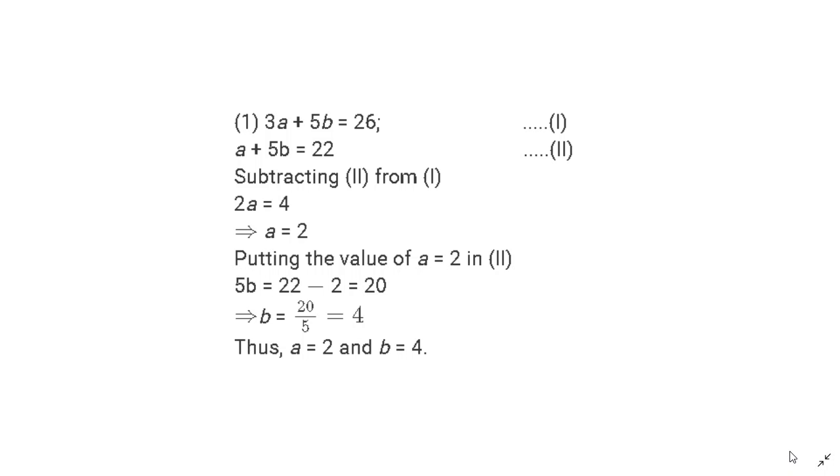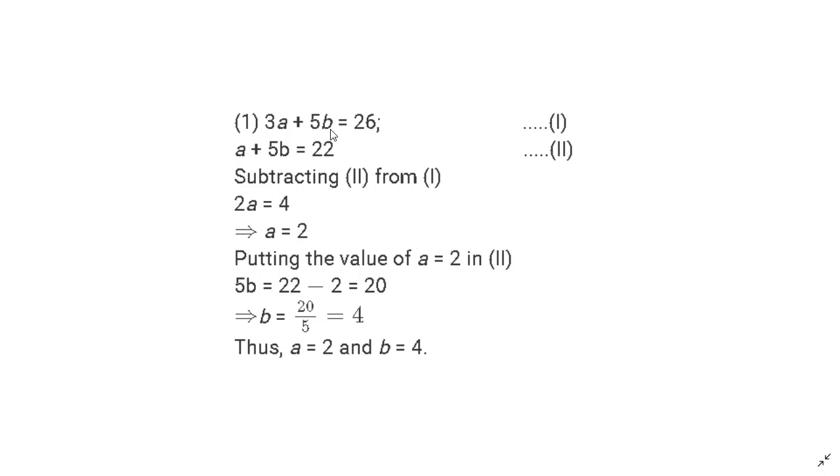So first example, 3a plus 5b is equal to 26 is our first equation. Then a plus 5b is equal to 22 is our second equation. Then we will subtract the second equation from the first. Why are we subtracting? Because we have to cancel out one of the variables, a or b. We subtract equation 2 from 1, so that 5b will be cancelled with the 5b. So after subtracting, 3a minus a is equal to 2a. 5b minus 5b is 0. 26 minus 22 is 4. So a is equal to 2.